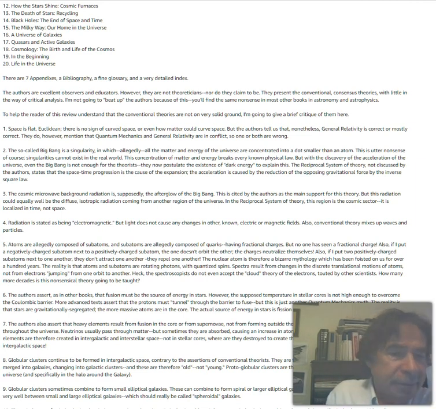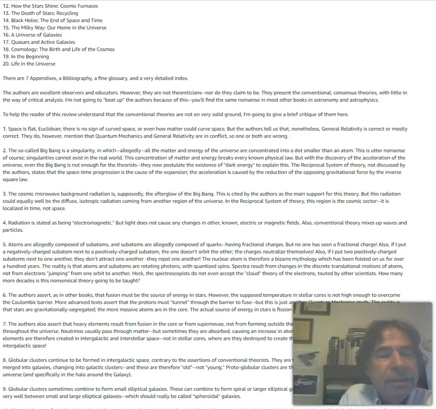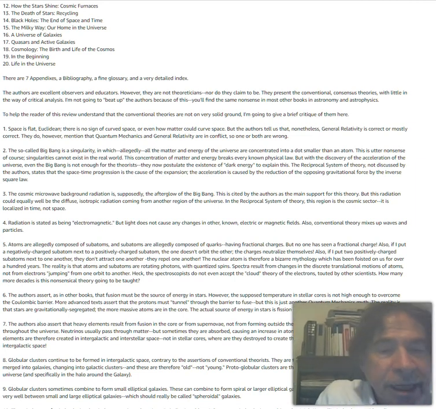Number 5. Atoms are allegedly composed of subatoms, and subatoms are allegedly composed of quarks having fractional charges. But no one has seen a fractional charge. Also, if I put a negatively charged subatom next to a positively charged subatom, the one doesn't orbit the other. The charges neutralize themselves. Also, if I put two positively charged subatoms next to one another, they don't attract one another. They repel one another. The nuclear atom is therefore a bizarre mythology, which has been foisted on us for over 100 years.